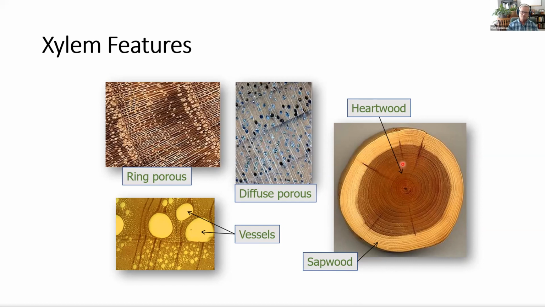Here's another visual example for you to show the difference between heartwood and sapwood. Again, this portion of it is going to be dead xylem cells, and this portion out here will be living xylem cells.